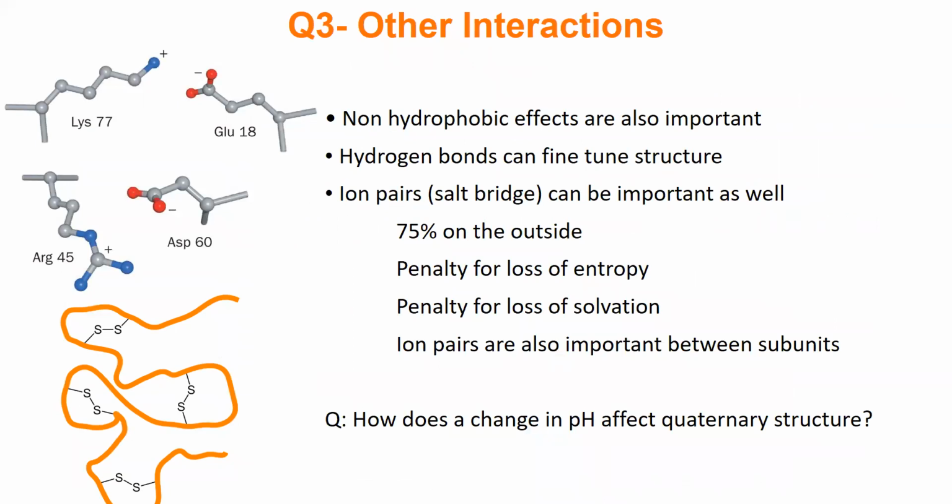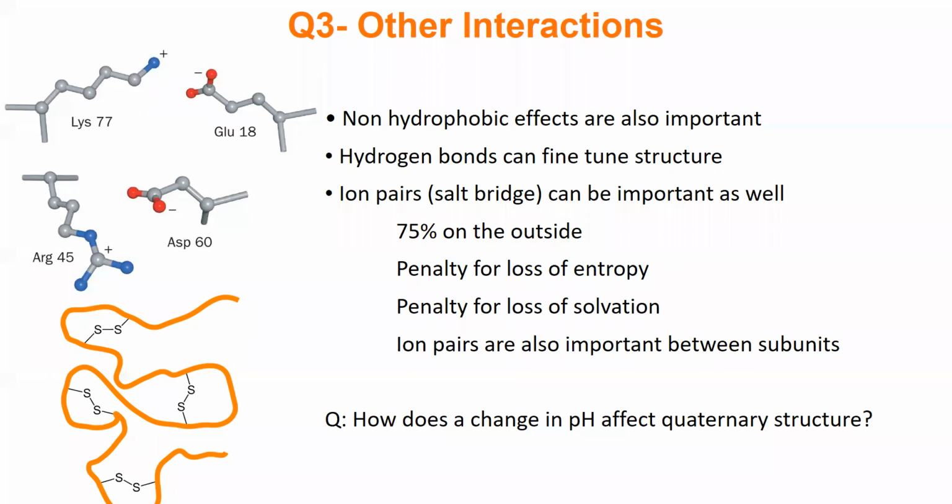Now, talking about protein folding, protein structure. I mentioned this before. The hydrophobic effect is probably the most significant thing that happens during protein folding. Other effects are important as well. Hydrogen bonds help to fine tune our structures. We talked about this when we were looking at the protein folding funnel, how these hydrogen bonds can help make the 3D structure a little bit better.